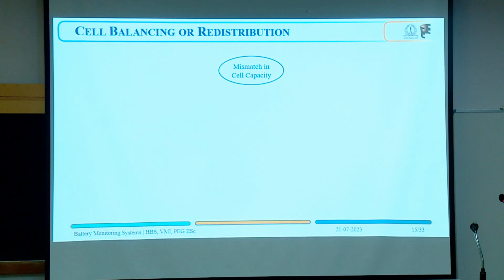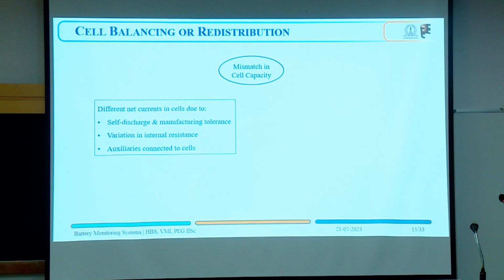However, there can be mismatches in the capacity. What are those reasons? The battery will have self-discharge and manufacturing tolerance, due to which the net current that is being fed into each cell is not the same. There can be variation in the internal resistance, again due to manufacturing tolerance and shape. Then there can be auxiliaries connected to the cell.